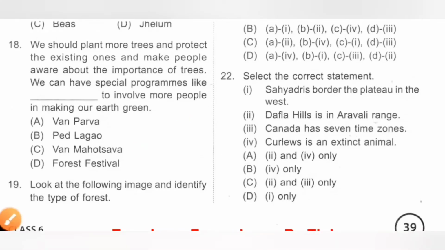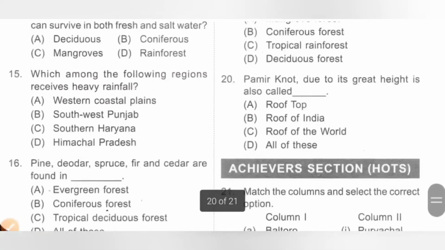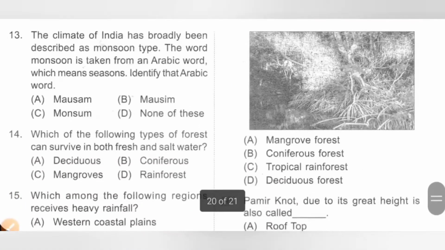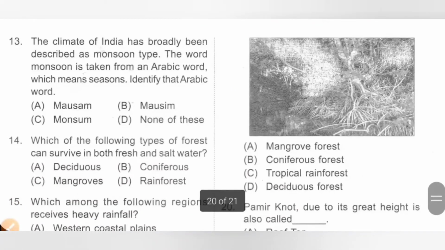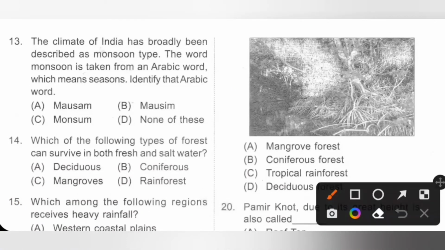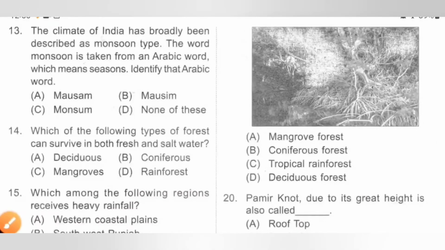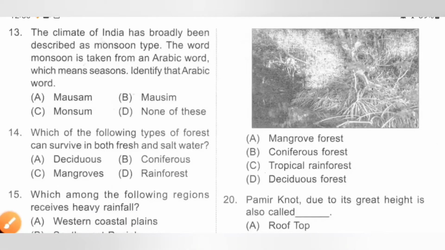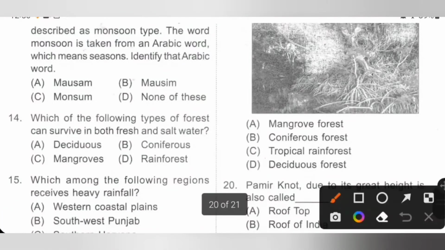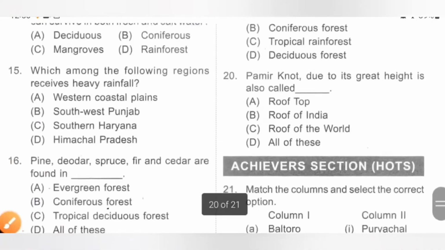Option C. 19th, look at the following image and identify the type of forest. Option A, mangrove forest. B, coniferous forest. C, tropical forest. D, deciduous forest. So the type of forest given in the above figure is mangrove forest. Option A, mangrove forest.